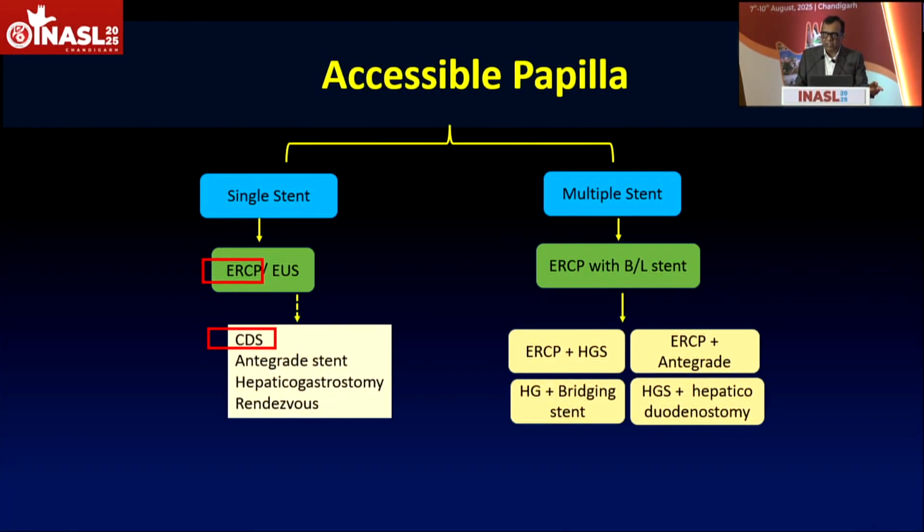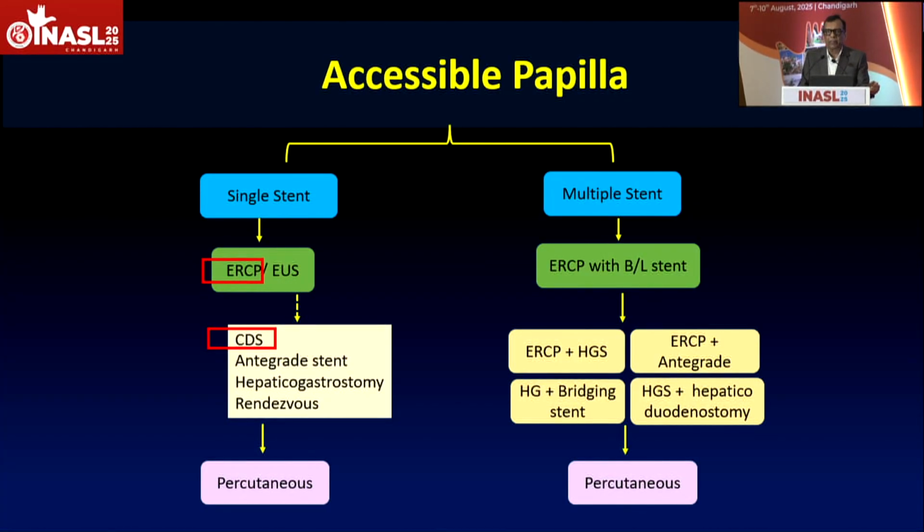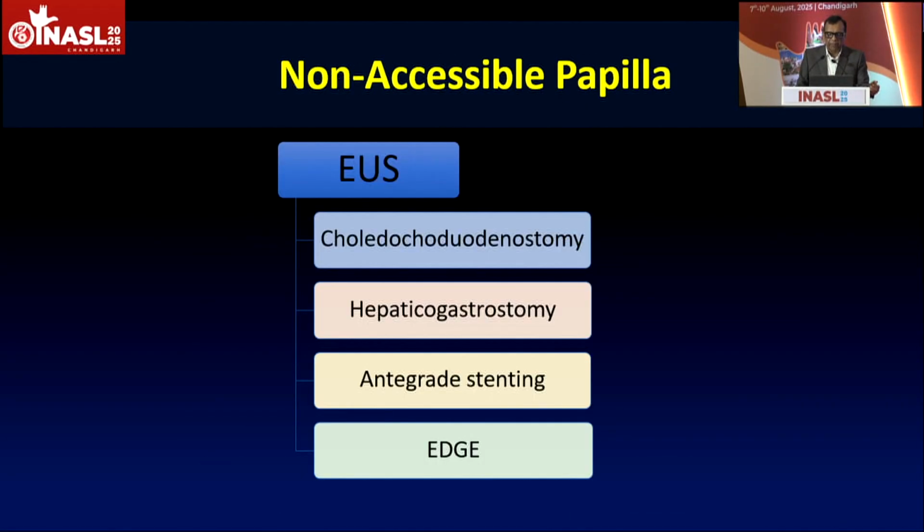If it is not possible because of technical reasons, then we have 4 options: ERCP on one side with EUS-guided stenting on the left side, ERCP with antegrade stenting, hepaticogastrostomy with bridging stents, or hepaticogastrostomy with hepaticoduodenostomy to approach the right duct. These are the 4 options, and of course, if all these fail, we should not forget the percutaneous route as well. Now, if the papilla is not accessible and you want to do an EUS as the primary modality, you can do all these: choledochoduodenostomy, hepaticogastrostomy, antegrade stenting.